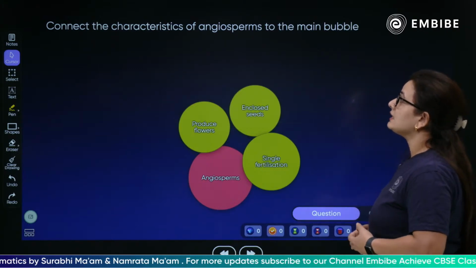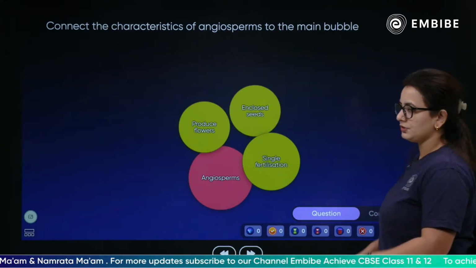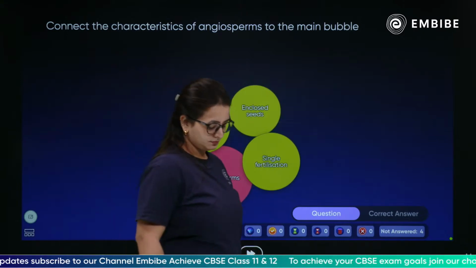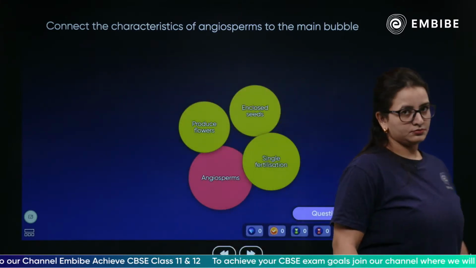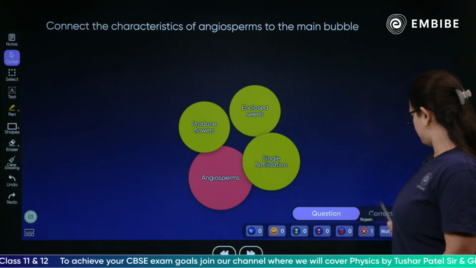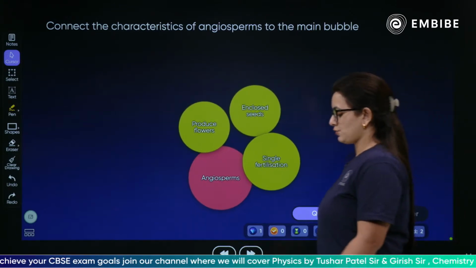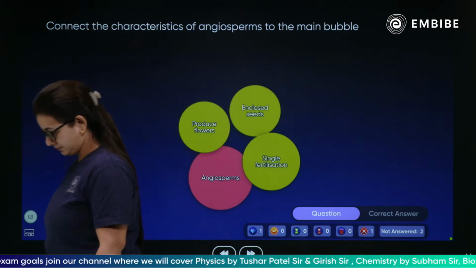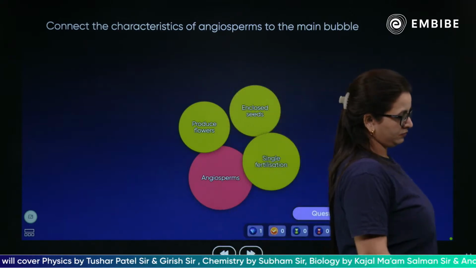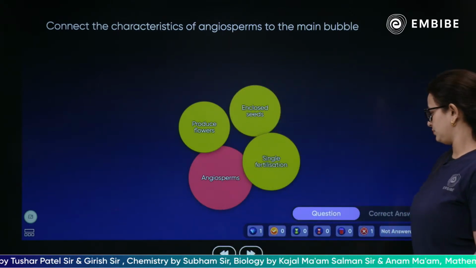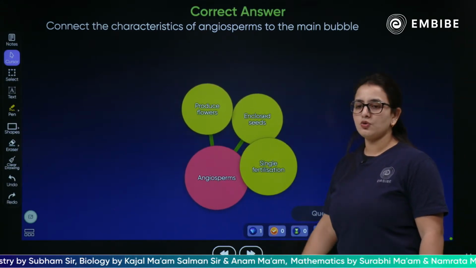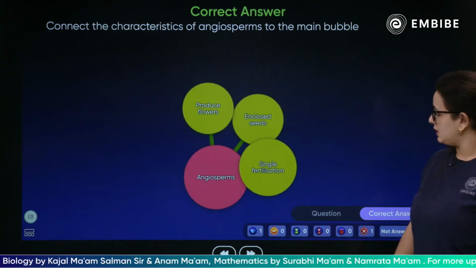Another question is, connect the characteristics of angiosperm to the main bubble. Yes, quickly do that. The correct answer is that angiosperms have enclosed seeds and they produce flowers. Okay. Next.